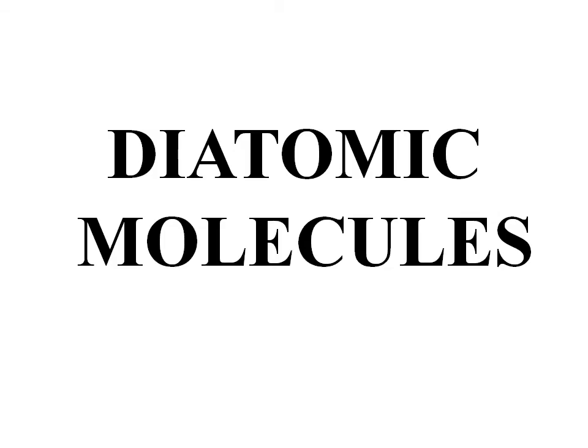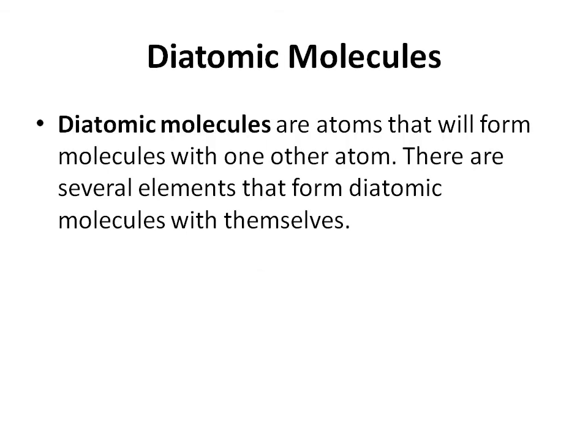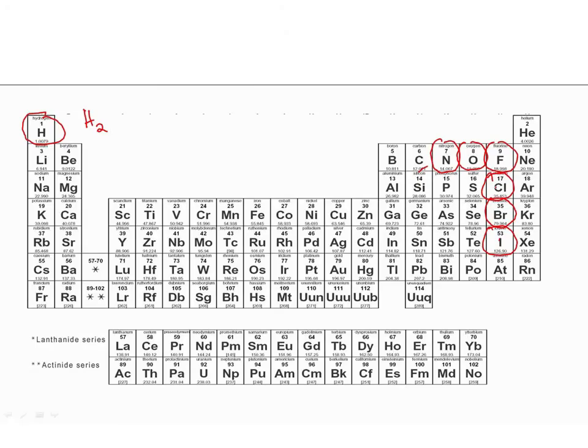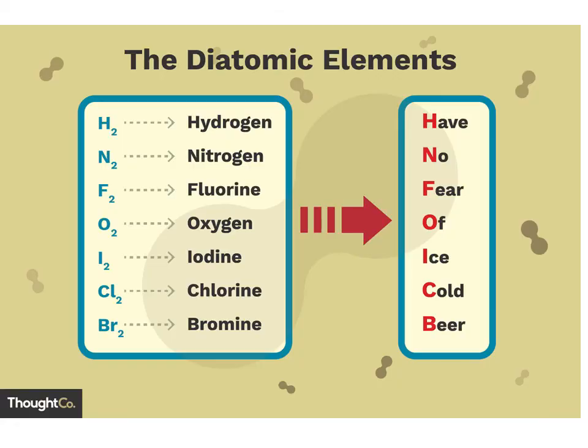Diatomic molecules, di means two. So these are atoms that will join to like themselves. Oxygen. When you breathe oxygen, you're actually breathing O2. Two oxygen atoms have joined together and formed a molecule of O2. There's a number that do this. Nitrogen, hydrogen, oxygen, fluorine, chlorine, bromine, and iodine are the ones that do this. On the periodic table, it kind of looks like a 7. And they actually have a good little jingle that goes like this: have no fear of ice cold beer. If you can remember that, have no fear of ice cold beer, that gives you the first letter of the atoms that tend to do this.